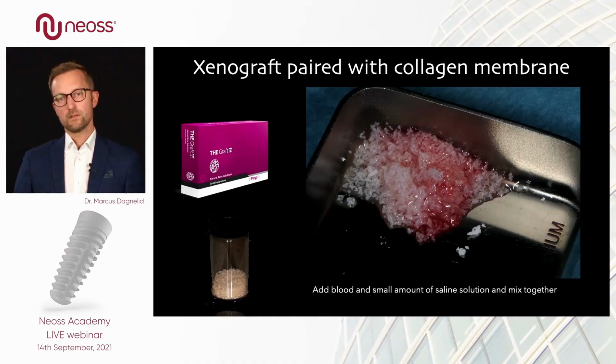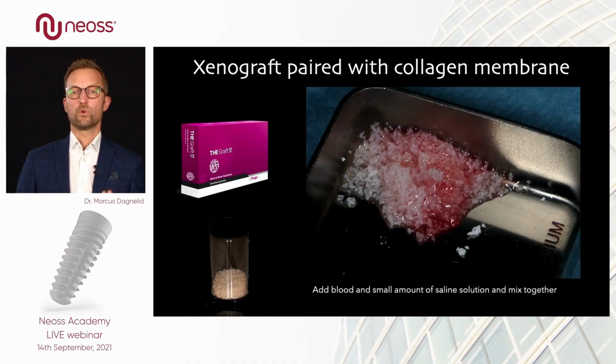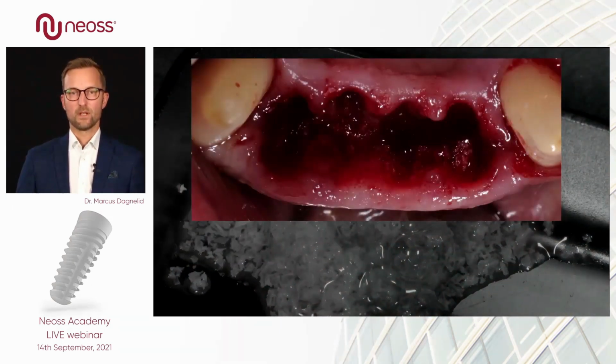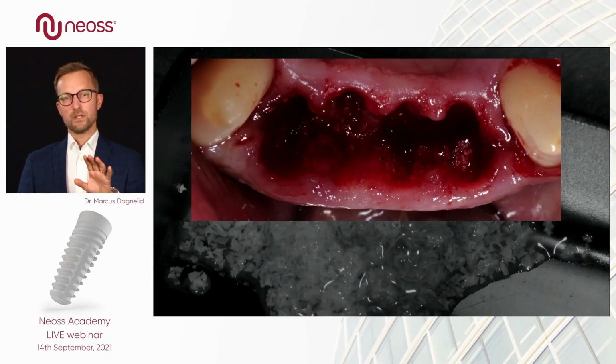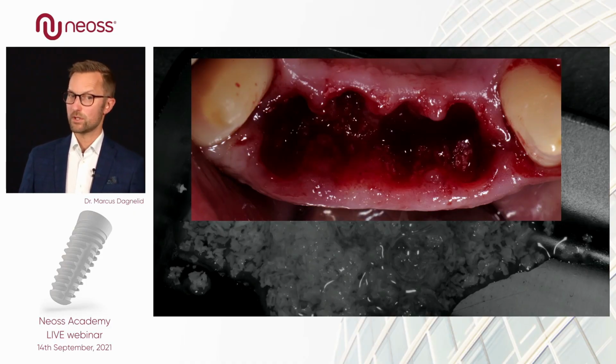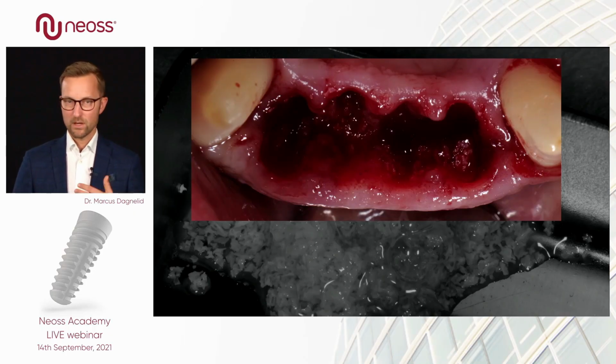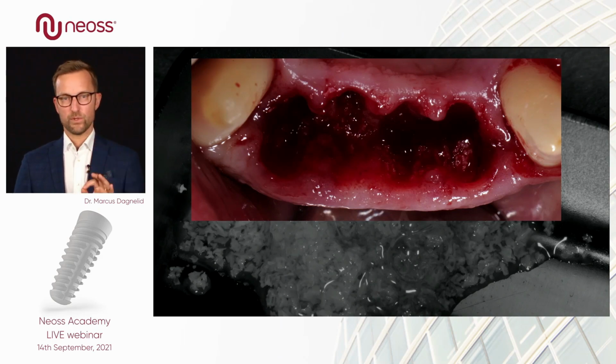So what we do, we take the grafting material, we add blood from the patient and a small amount of saline solution, and we mix it together. So we have something that is easy to adapt into the extraction sites. So what you see here in the clinical picture is that I've just added these grafting materials into the different extraction sites, gently condensing them down into the tissues. Of course, make sure of a thorough debridement, remove any granulation tissue, make sure that we have a clean site before we put this into it. So simple, straightforward techniques that you're all using on a daily basis. But the difference here is that you make the decision to keep as much tissue as possible.